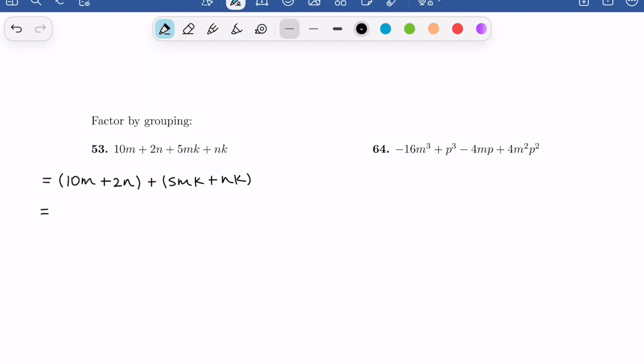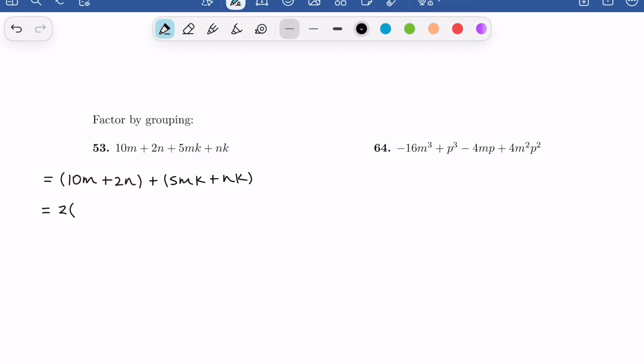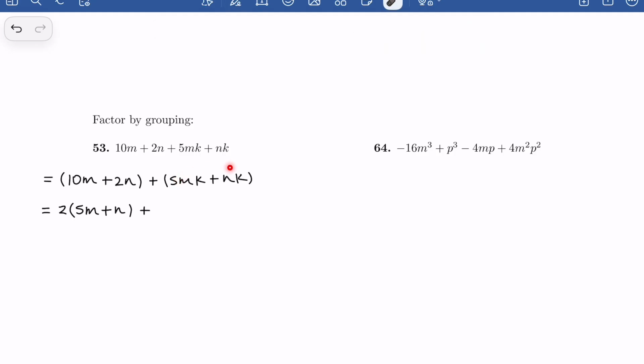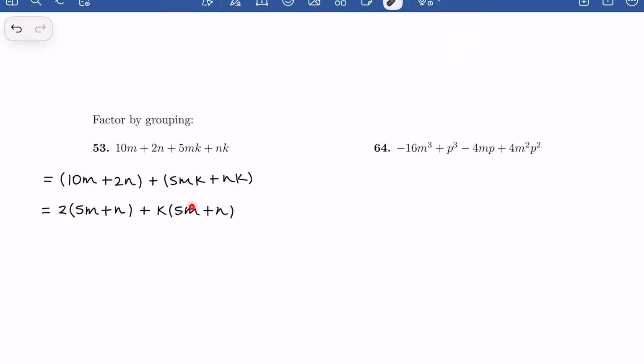Then our second step is to pull out the common factor within each of these groups. So, like I said, both of these terms in this first group share a common factor of 2. So I'm going to go ahead and pull that out. And then let's see what we're left with. We'll be left with 5m plus n. All right, now doing the same thing for the second group here, we'll pull out a common factor of k. So we're going to have k on the outside, and we're left with 5m plus n. So that would be our second step. We're factoring within the groups.